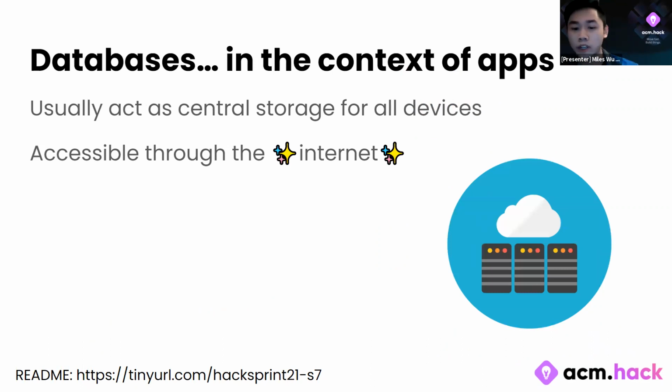So in the context of an application, for a database to be useful, usually what we have is this database acts as a central storage device for all of your users' devices, right? And what does this mean? It's just that instead of communicating with each other, they just communicate with one singular database. And this database is made accessible through the internet. So this means that any device that has an internet connection can request stuff from your database, put stuff on the database, and so on, right?